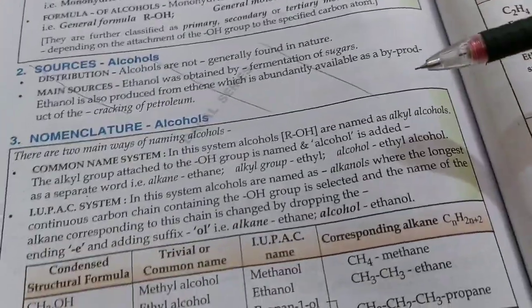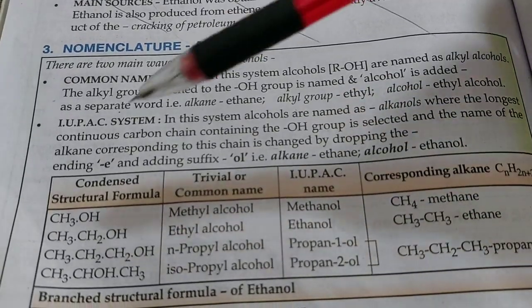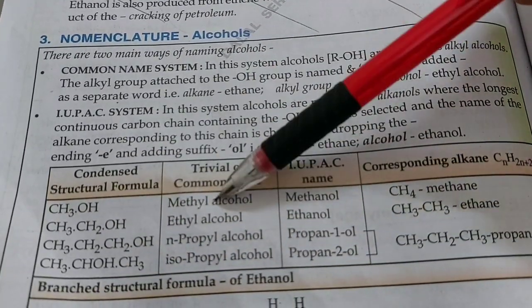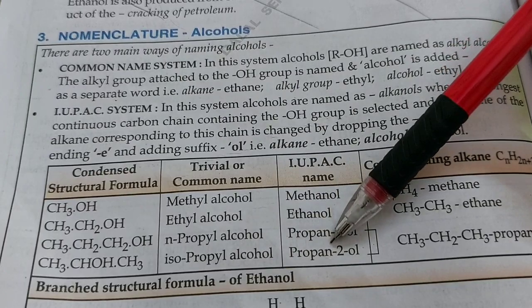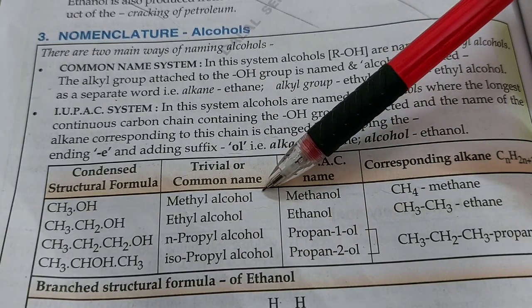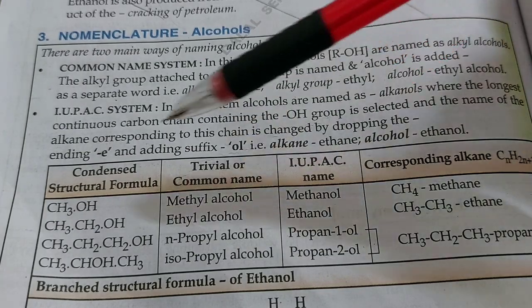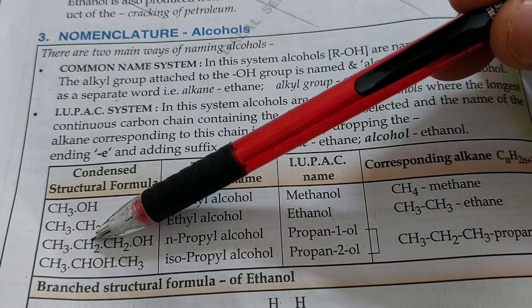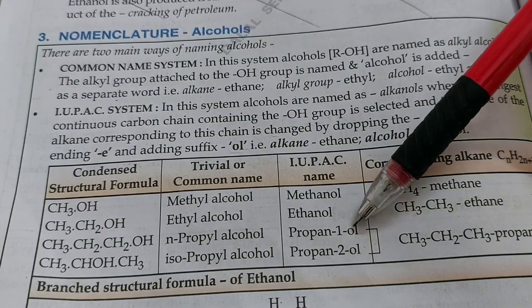Nomenclature. The first member of the family is methanol, common name methyl alcohol. Then we have ethanol, propanol, and so on. However, as far as propanol is concerned, the position of OH may differ. It may be attached to the first carbon or the second carbon. So we will have to mention the position isomer number.